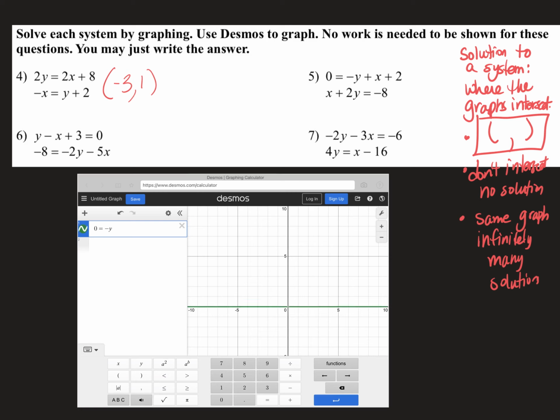When you're doing these actual problems, write the problems on your paper, and then type into Desmos to come up with the solution. There's no work other than writing the problem that needs to be shown.